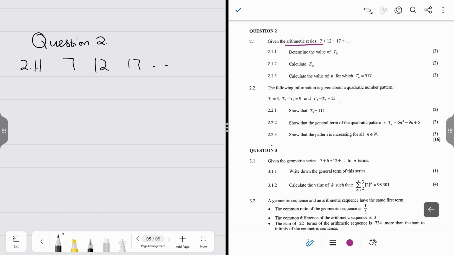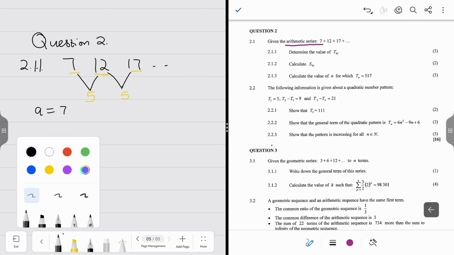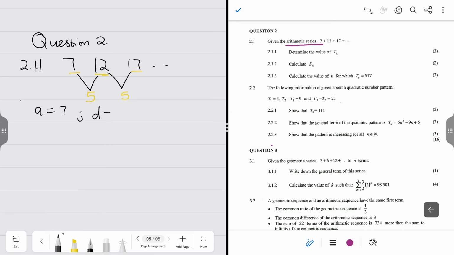So we have A equals 7 because A is always the first term. Then when we find our difference, we say the second term minus the first term, so it's 12 minus 7, which gives us the answer to be our D. So that is going to be 5. Also when you say 17 minus 12, you're going to get 5, which simply means that you now have your value of D. So D will be equal to 5.